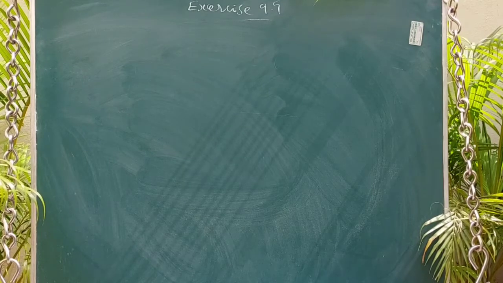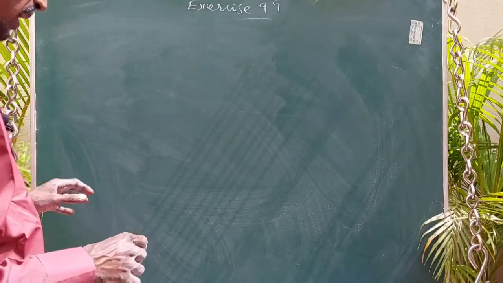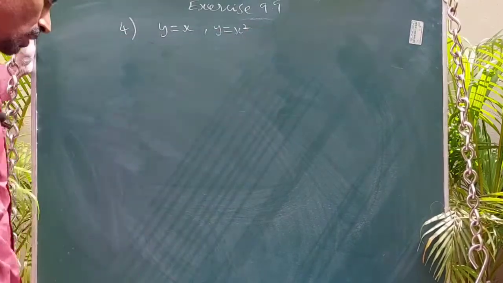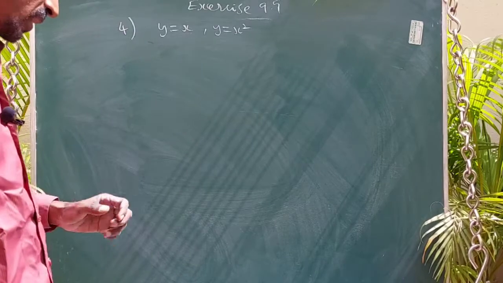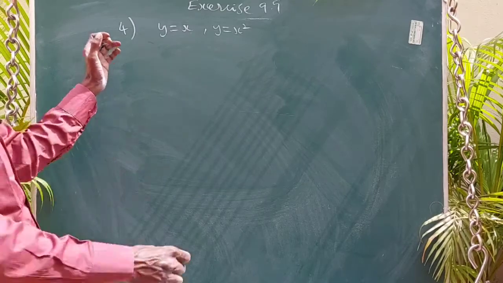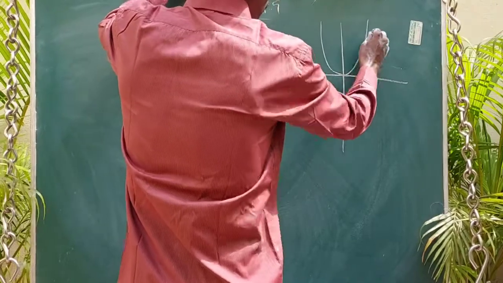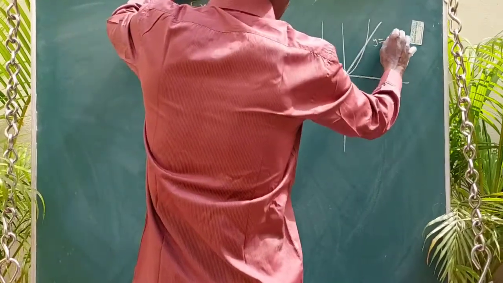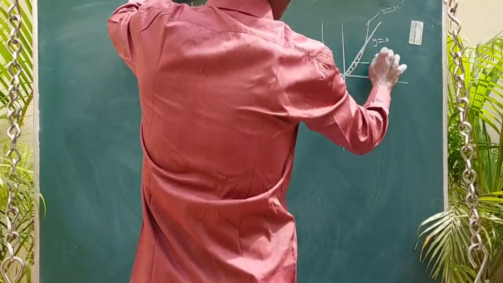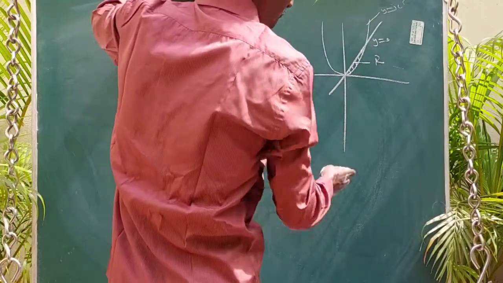Question number 4 in exercise 9.9: the region enclosed between the graphs of y equal to x and y equal to x square is denoted by R. Find the volume generated when R is rotated through 360 degrees about the x axis. Listen, x square equal to y is a parabola opening upward, and y equal to x is a straight line. So this region is R, and it is revolved about the x axis. We need to find the volume of the rotation.